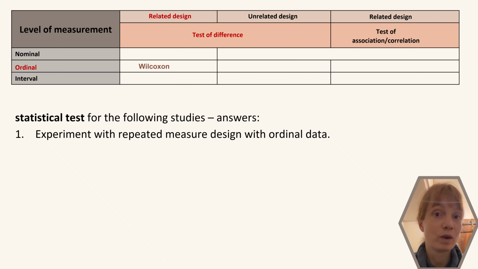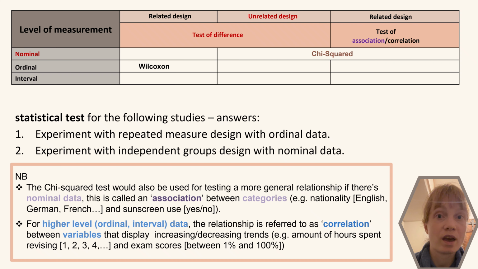So here we have an experiment, which translates to a test of difference. It's a repeated measures design, therefore a related design, and we have ordinal data. So therefore we select the Wilcoxon test. Again, here we have an experiment, so a test of difference. This is an independent groups design, meaning an unrelated design. And the data is nominal. Therefore, we select the chi-squared test.